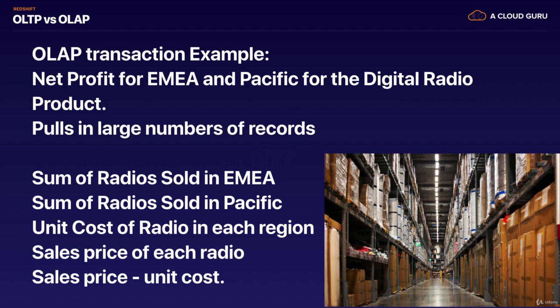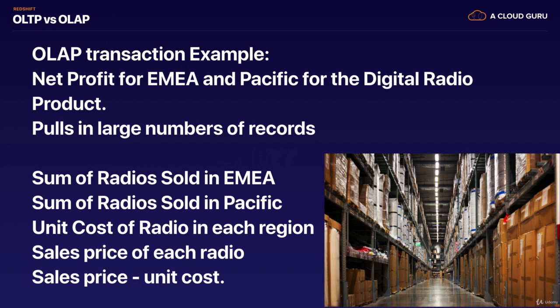So if you need a data warehouse, Redshift is the one to use, certainly in terms of the AWS world. We learnt in Databases 101 the difference between online transaction processing versus online analytics processing. Online transaction processing is if you take a store, you could go in and look up a particular order using an order number. It's a single row of data. Whereas online analytics processing is where you're running queries against your database. It might be that you want the net profit for EMEA and for the Pacific for a digital radio product, and this is going to pull in a huge number of records.